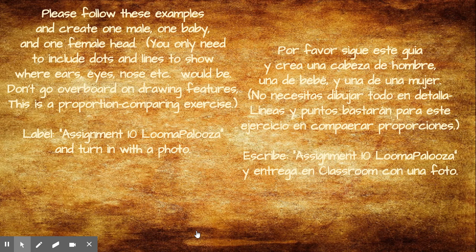All right, so take a photo of that with the label Assignment 10, LoomaPalooza. Por favor, saca una foto con Tarea 10, LoomaPalooza, and attach that when you turn it in on Classroom.